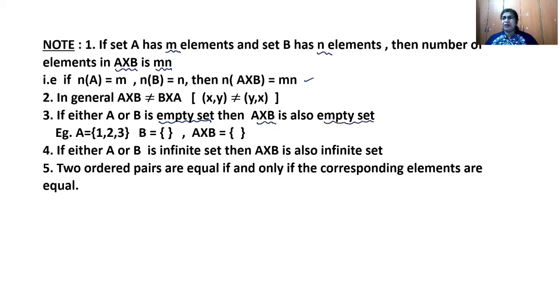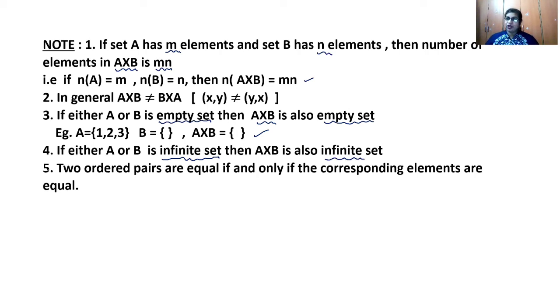It is like multiplying any number with 0. That number might be the biggest of numbers, but when I multiply with 0, it collapses to 0, right? Same thing. Here we have A equal to 1, 2 and 3. Suppose I take a 3 element set. I can take a 100 element set also. But if B is equal to an empty set, then what should come to my mind? A cross B is also equal to an empty set. Okay, hope this is clear. Next, coming to the fourth point. If either A or B is an infinite set, then A cross B also will be an infinite set.